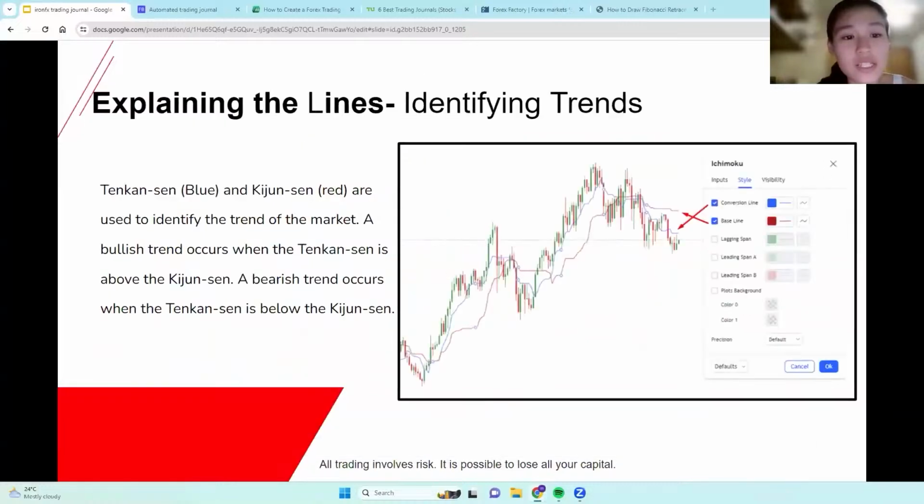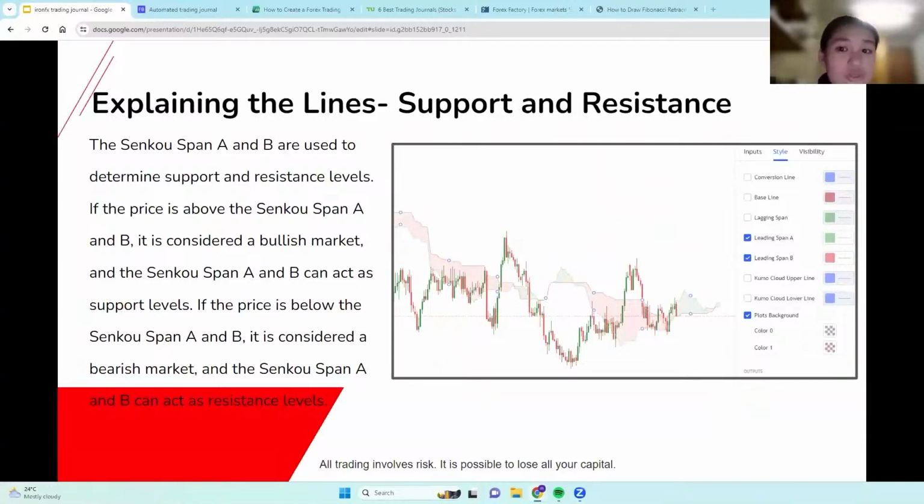Okay, explaining the lines. So the first way to use Ichimoku is to identify trends. Basically, the Tenkan-sen and the Kijun-sen. Tenkan-sen is the one in blue, Kijun-sen is the one in red. Those are used to identify the trend of the market. So a bullish trend occurs when the Tenkan-sen is above the Kijun-sen, and a bearish trend occurs when the Tenkan-sen is below the Kijun-sen. Okay, you can also use your Ichimoku indicator to determine support and resistance levels.